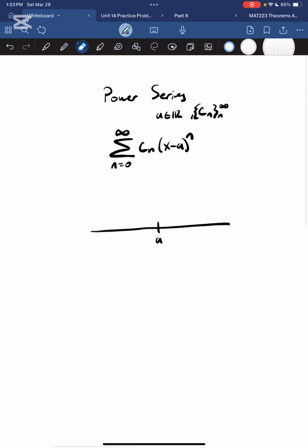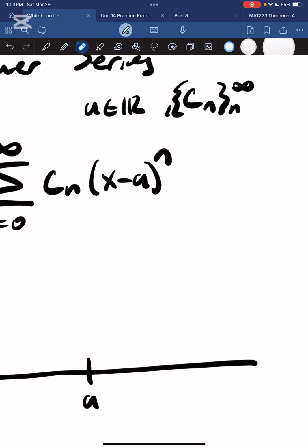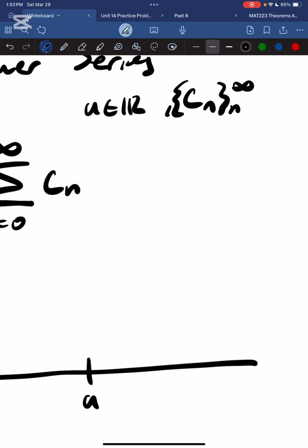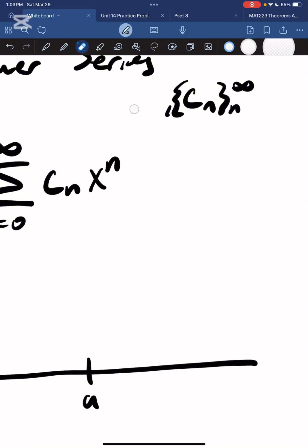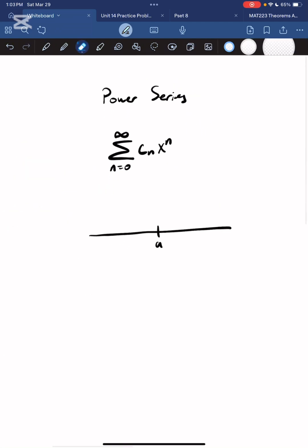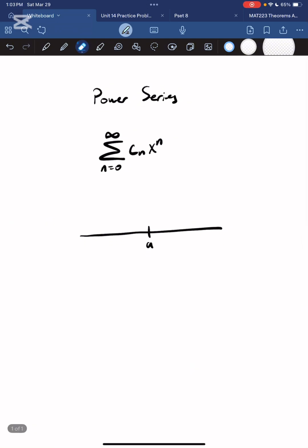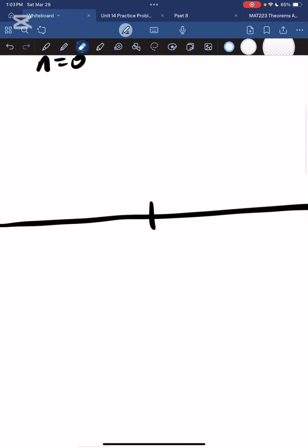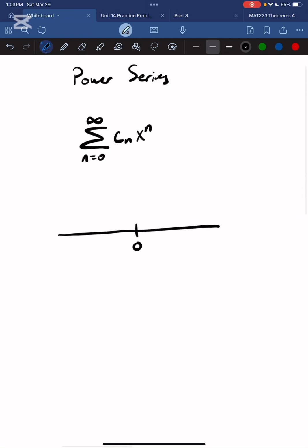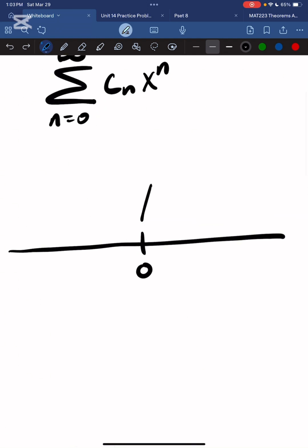For the rest of the power series, it's centered at a, but to make things a bit simpler, I'm going to rewrite it as just x to the n and assume a is equal to 0. This won't change anything because you can do the exact same things, just plugging in a, which makes it more confusing. So we know it must be convergent at 0, but it can also be convergent for points outside of 0. Let's say it's up to here. We call this R, and this negative R.